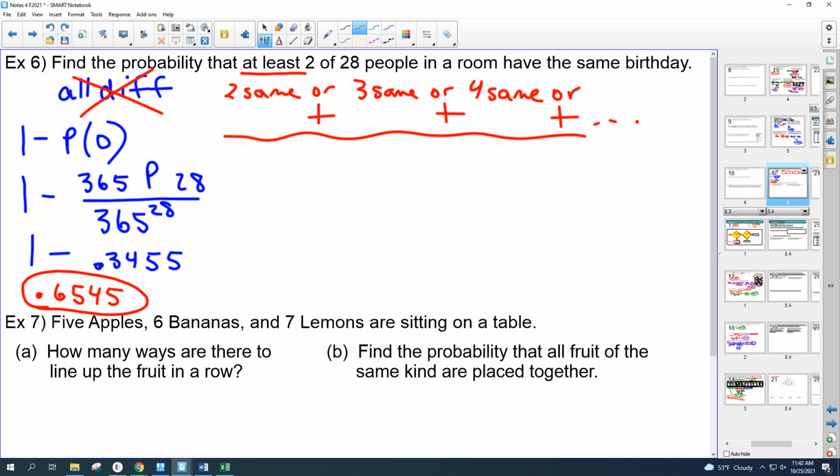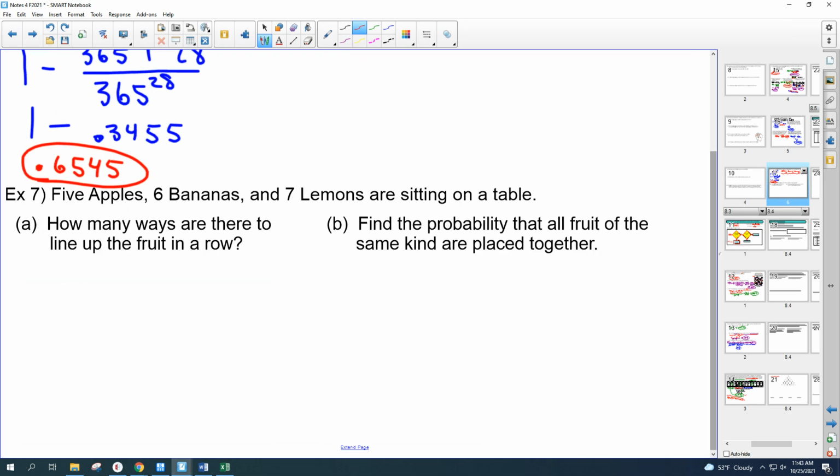Okay, let's move on. Number 7. 5 apples, 6 bananas, and 7 lemons are sitting on a table. How many ways are there to line up the fruit? It's hard to recognize this question, but this is the Mississippi question. I like to look at it like this. 5 apples, indistinguishable. 6 bananas, indistinguishable. 7 lemons, indistinguishable.